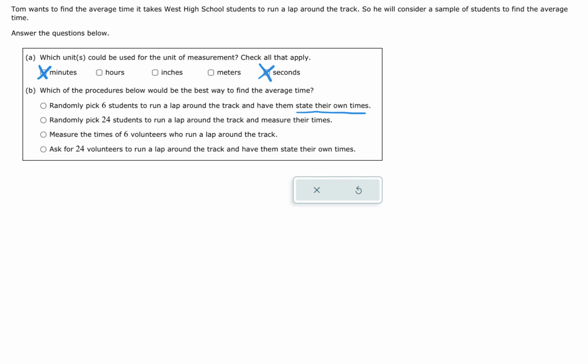The second one says randomly pick 24 students to run a lap around the track and measure their times. So not only are we randomly picking more students, we're measuring their times. So I like that one, but let's read the other choices. Measure the times of 6 volunteers who run around the track. We are measuring their times, but it's fewer people and it's volunteers. And generally people who will volunteer will be people who aren't going to be super slow because they'd only volunteer if they're not going to be embarrassed. So probably not the best one there. And the last one, again, asks for volunteers and asks them to state their own time, both of which are bad choices. So I think the best answer is the second one.